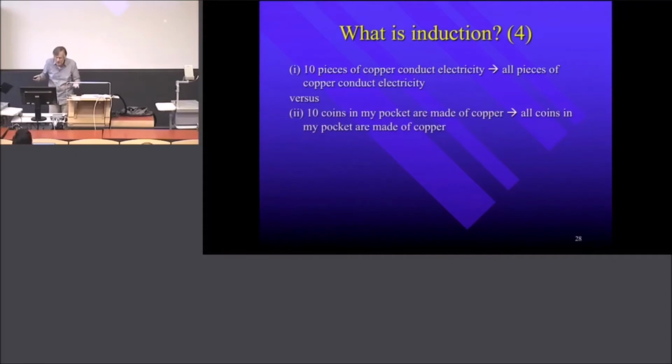But versus this one: 10 coins in my pocket are made of copper, and then you conclude all coins in my pocket are made of copper, right? You've got 20 coins in your pocket, they come in any sorting, and then you take out 10, and 10 are made of copper, and then you conclude all of them. In many cases this won't be true, because you have a Swiss franc in between, which is not made of copper, hopefully.